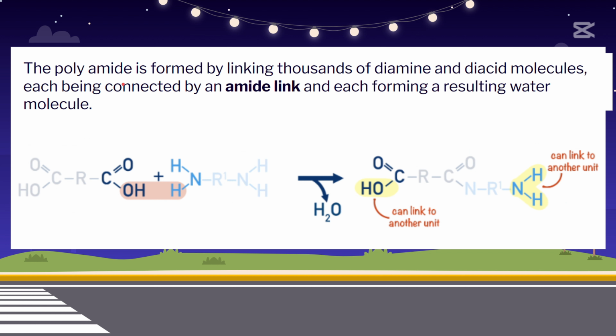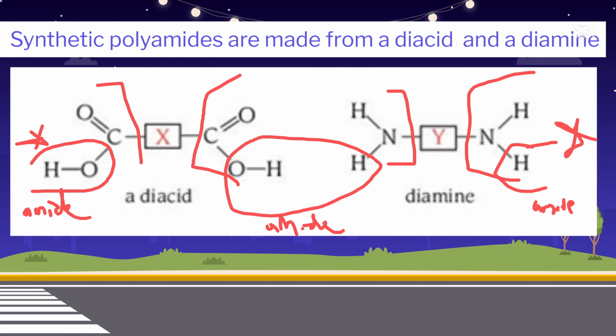Alright, the polyamide is formed by linking thousands of diamine and diacid molecules, each being connected by an amide link, and each forming a resulting water molecule. So if I had two molecules of diacid and two molecules of diamine, can you think about how many water molecules we are going to get out of that? Right, so we have two diacids and two diamines. How many water molecules will we form?